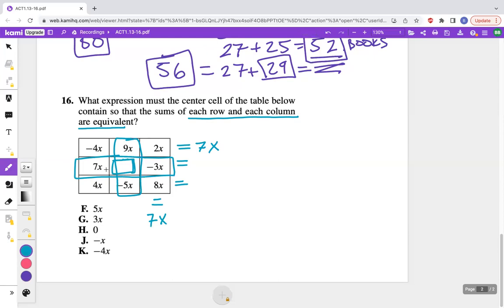So 7x minus 3x is 4x. And then to get 7x, I would have to add 3x. So my first attempt here is going to be 3x, and then I'm going to check vertically. 9x plus 3x is 12x, minus 5x is 7x. So it works horizontally, it works vertically. I know that's going to be my answer, 3x.